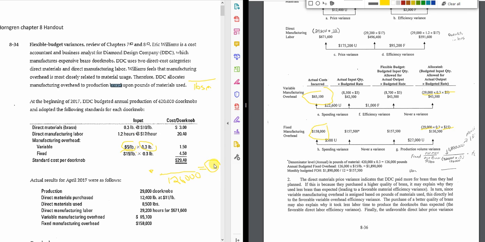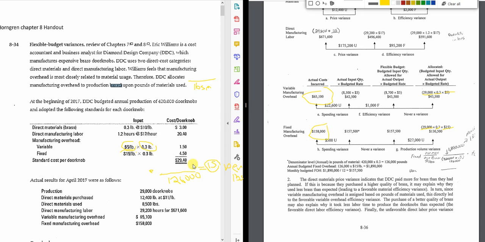Here they give me my rate, and again, don't pick up the $1.50 per doorknob because you want this to be per pound, okay? And I cannot emphasize enough labeling the fact that I want things in pounds, not some things in pounds and some things for doorknobs. Okay, so let's take fixed. I know this is 15.